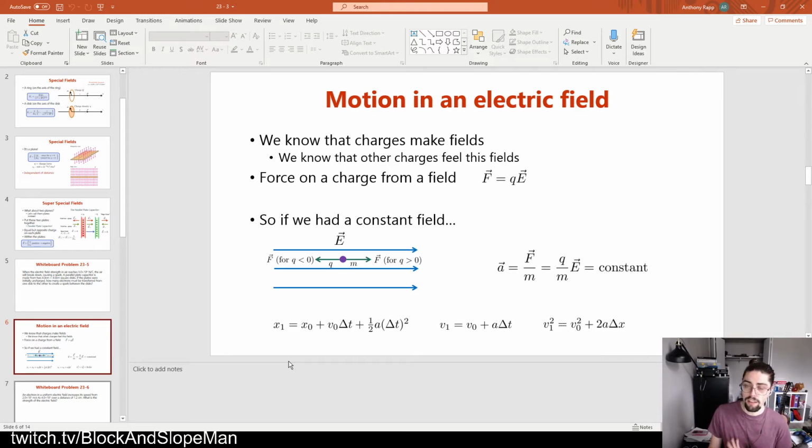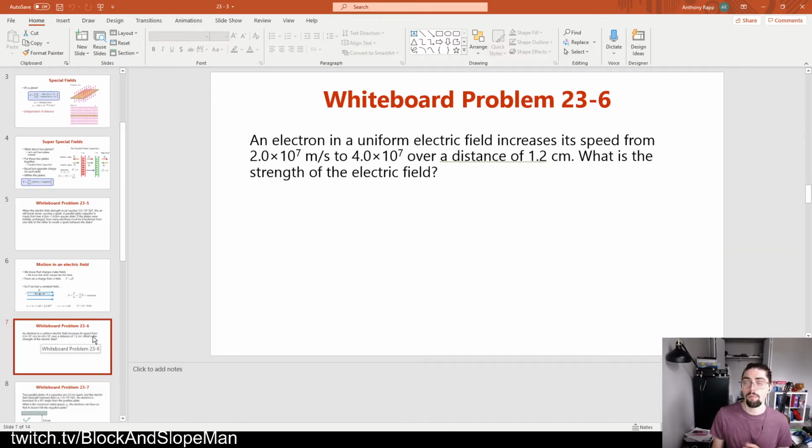So, in cases like this, remember that the electric force is just another force, right? It's something else acting on our particles, and we can calculate that stuff out just like we always have. So, we can give it a shot. Let's say that we have an electron in a uniform electric field, right? So our constant acceleration rule applies. And we start at 2 times 10 to the 7th meters per second, which is an appreciable fraction of the speed of light. And we speed up to 4 times 10 to the 7th. And we do that in a distance of 1.2 centimeters. What is the strength of the electric field that we need to be in to make this happen?